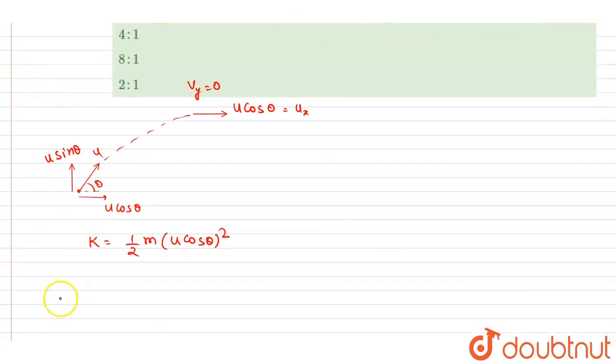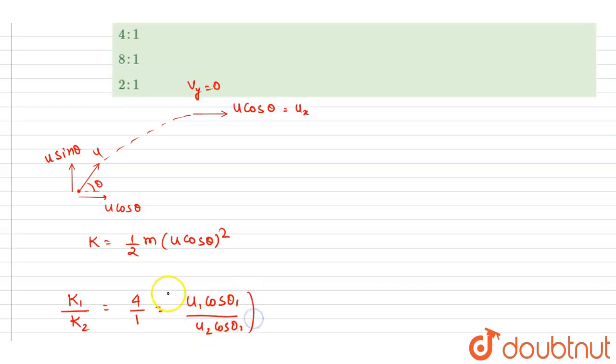So in the question it is said that the kinetic energy ratio is 4:1. So you can see mass is same, then kinetic energy will be proportional to u cos theta square. So I will write down k1 by k2. It is given in the question, it is 4. Mass will get cancelled out. You will write down u1 cos theta 1 by u2 cos theta 2 whole square. It is proportional to that.